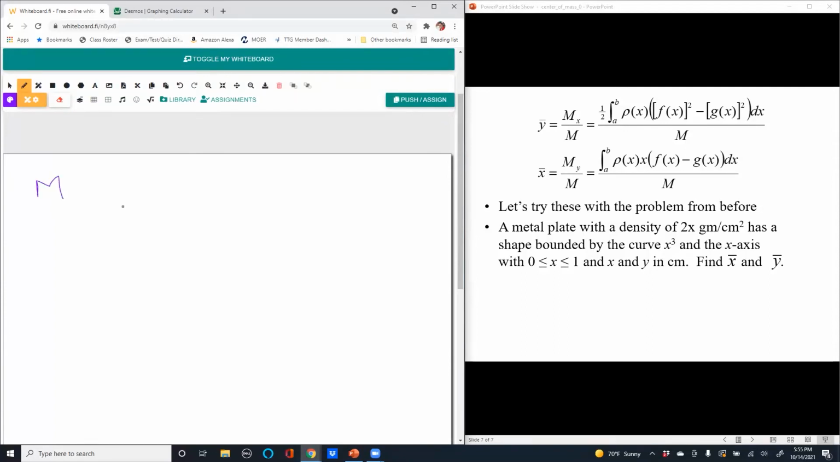So let's talk about the total mass of that plate. Well, what we need is basically the area times the density. So the mass is going to be, well, remember, the area between x cubed and the x-axis is just the definite integral of x cubed. That basically gives us the area.